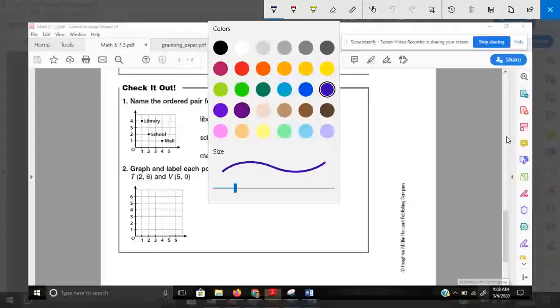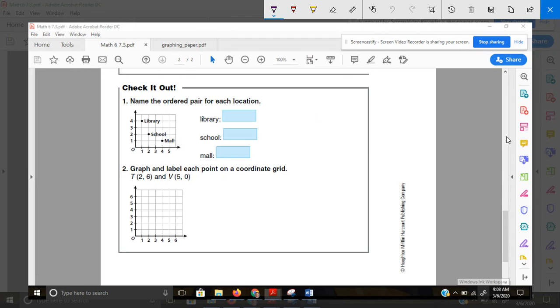All right, let's review to see if you came up with the right answers. It wants you to name the ordered pair for each location. The library is starting at 0, 0, over 1 to the right, and up 4. So 1, 4 you should come up with. The school, starting at 0, 0, right 2, up 2. And lastly, the mall, starting at 0, 0, right 4, up 1. So 4, 1. And for number 2, graph and label each point.